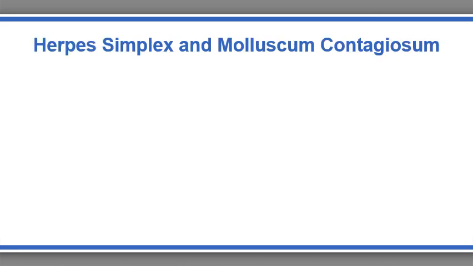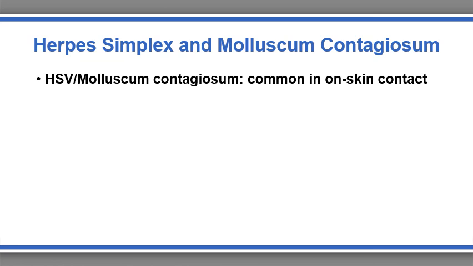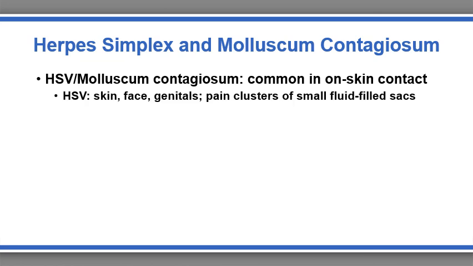So now looking at some viral infections. We've talked about the pathology of these already, but just to review quickly: herpes simplex, molluscum contagiosum. Skin-to-skin contact is where many times this is going to be transmitted. Kind of your hallmark signs.